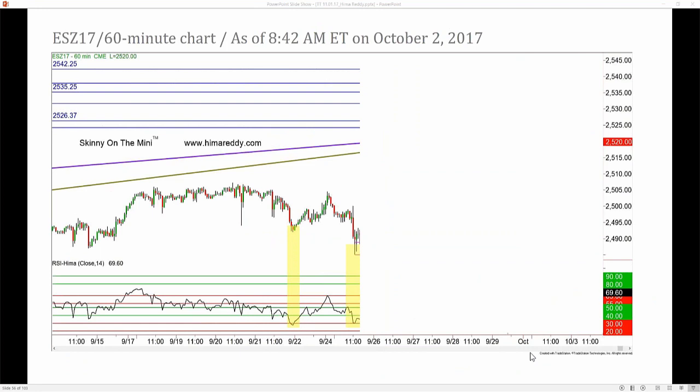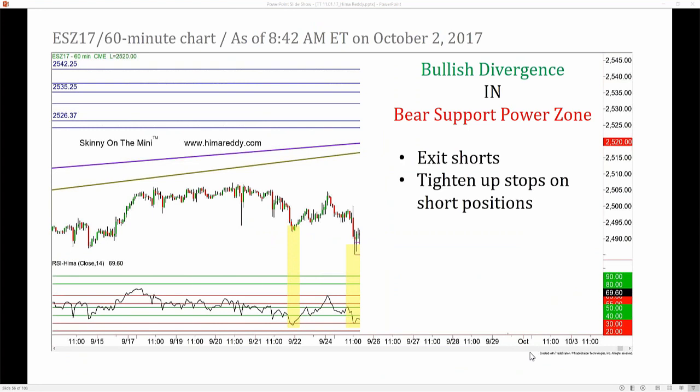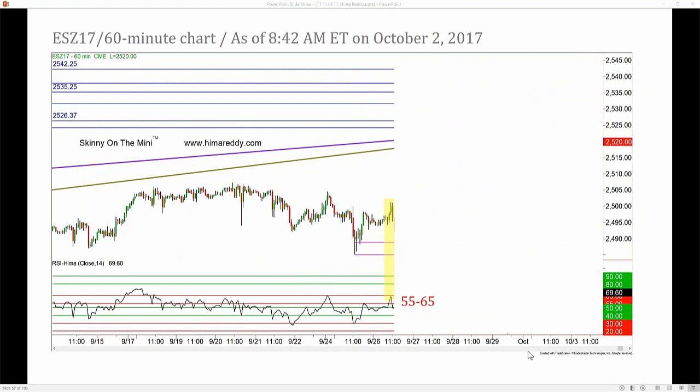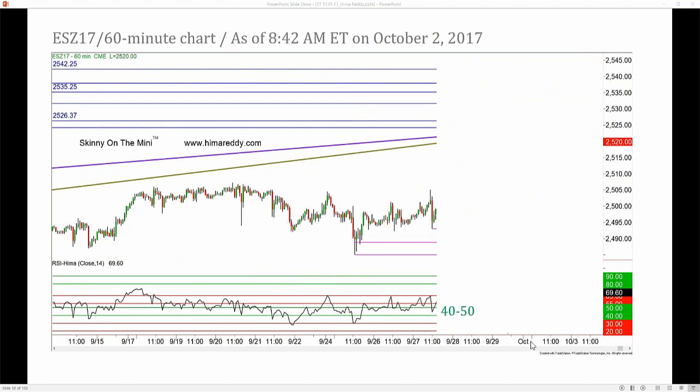So let's take this situation. We had a bullish divergence, right? Lower low in price, higher low in the RSI, in the bear support power zone. In that situation, in my experience and what I use as my approach, it's best to exit shorts or tighten up stops on short positions if you have them. You'll see here that I purposely don't have a bullet that says buy, buy, buy, okay? So in this situation, if you were short or had tightened up your stops on a short, it would have prevented you from getting caught up in this sizable rally, which initially held at the 55 to 65 area.